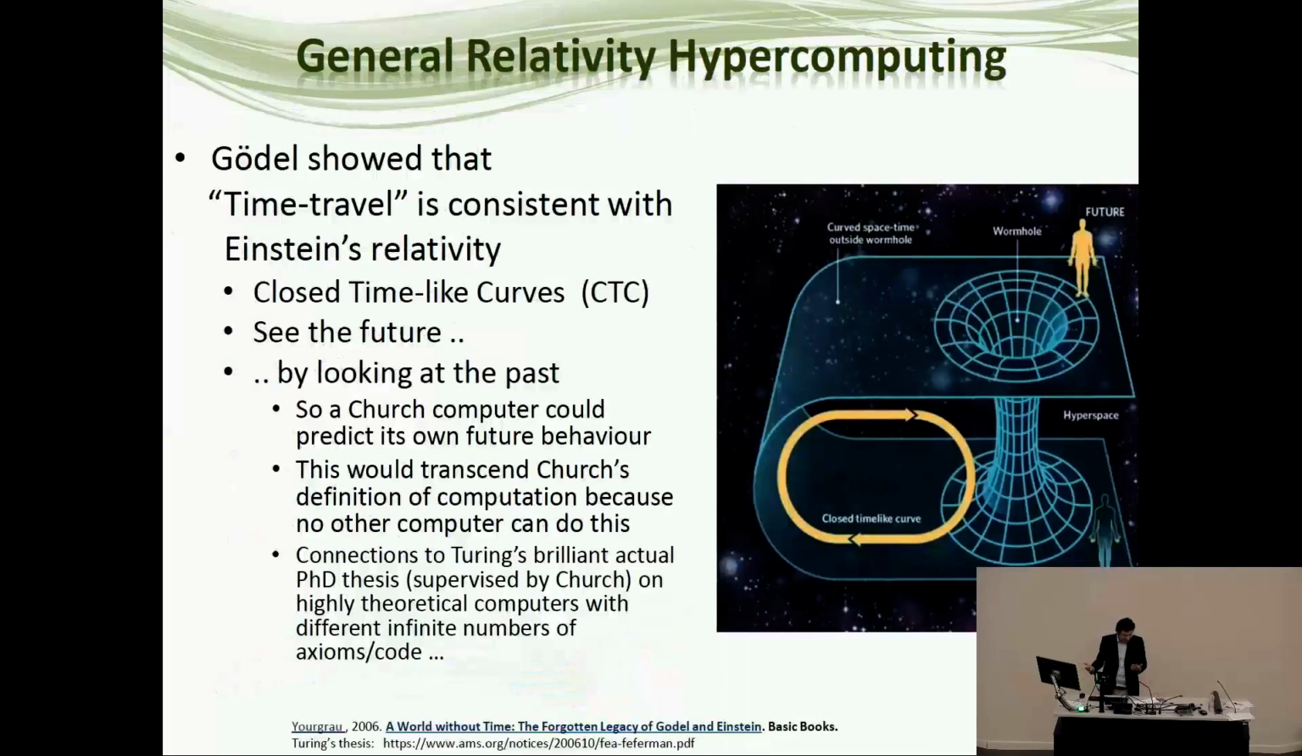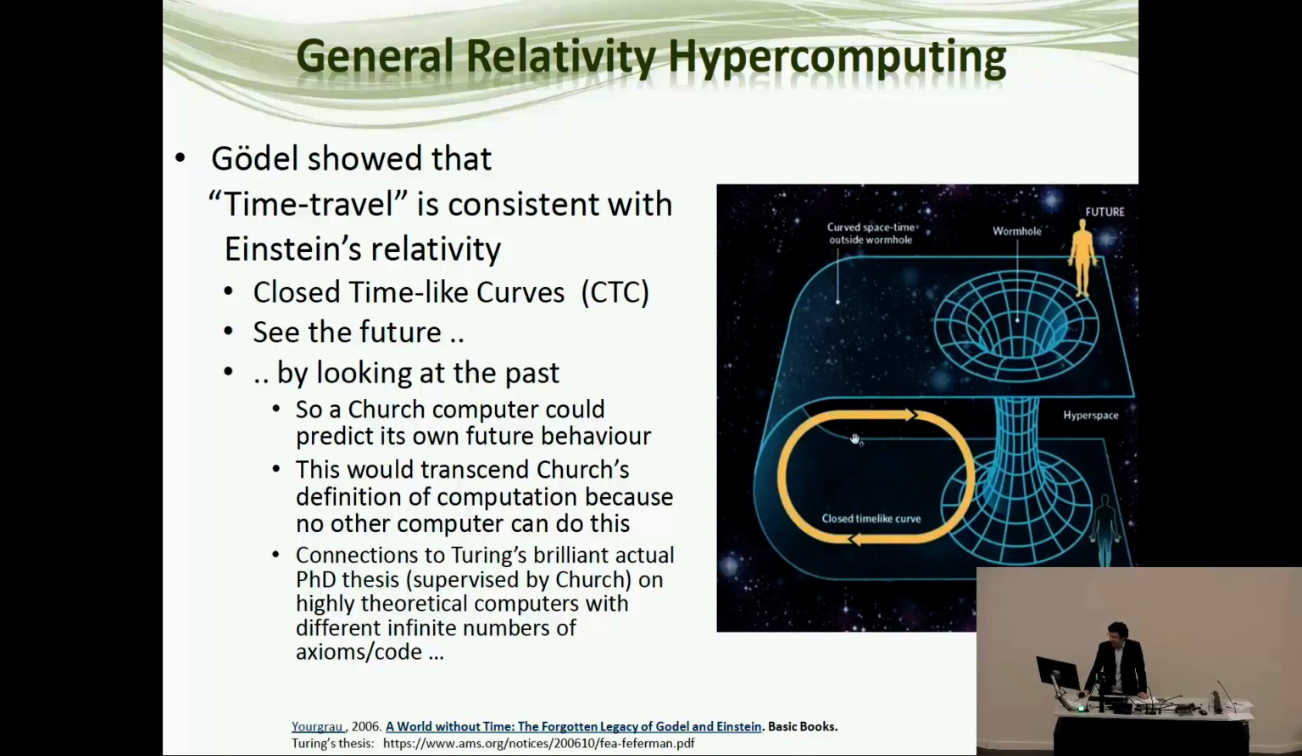But these ideas feed into what is called hypercomputing. This is relativistic computing. A hypercomputer is something that has powers beyond a Church computer. Remember, lambda calculus represents the power of any computing device. And Church's definition was that a computer is something that can simulate another computer.